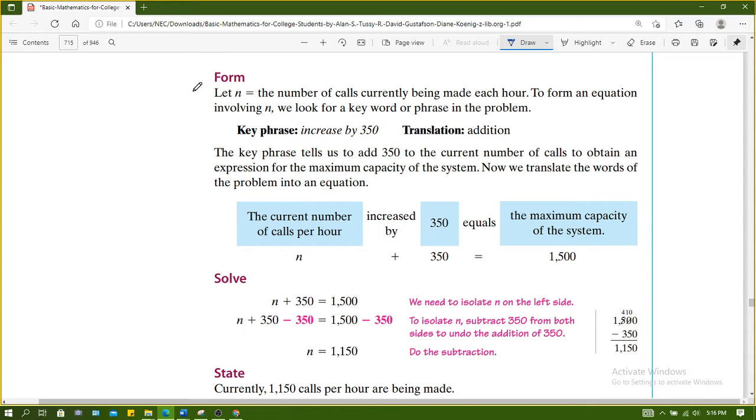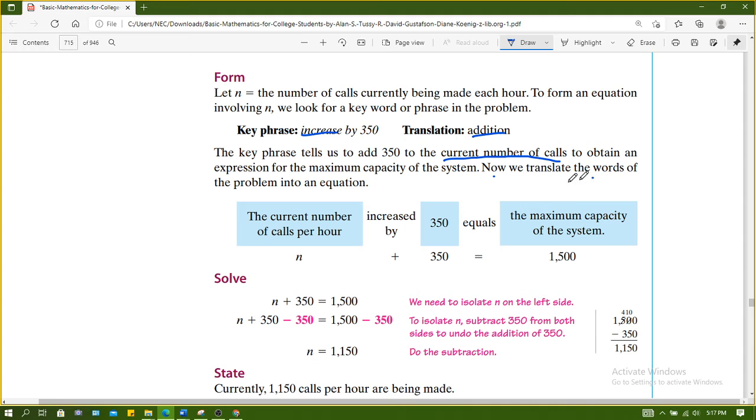Let n be the number of calls currently being made each hour. To form an equation involving n, we look for a keyword or phrase in the problem. So, what is the key phrase? "Increase by 350." If we translate this word increase, that means addition. So the key phrase tells us to add 350 to the current number of calls, which we are representing through the variable n. That is to obtain an expression for the maximum capacity of the system.